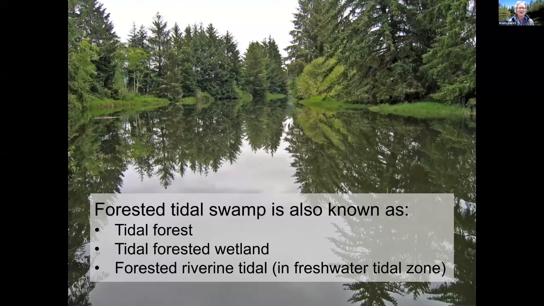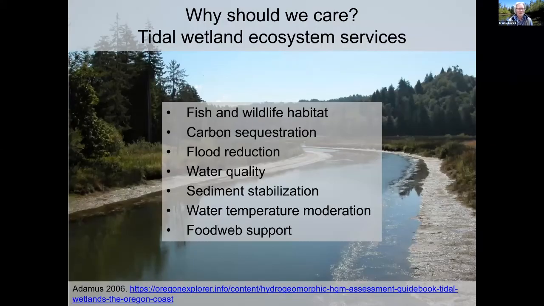So we're still early enough in the process of learning about tidal swamps that we haven't agreed on our terminology yet. So you might hear people talk about tidal forests. That's the same thing. Tidal forested wetlands, that's also tidal swamps. Forested riverine tidal wetlands is a term that's used some in the freshwater tidal zone. And so there are a number of ways to refer to these types of wetlands.